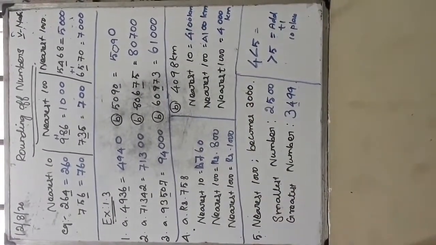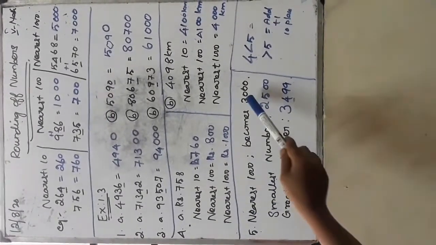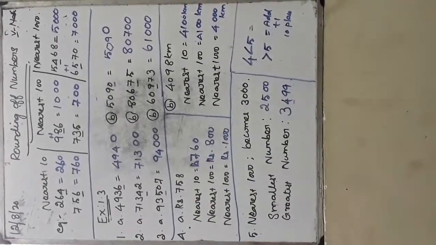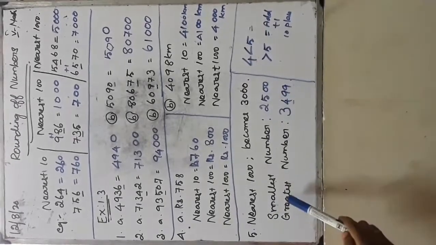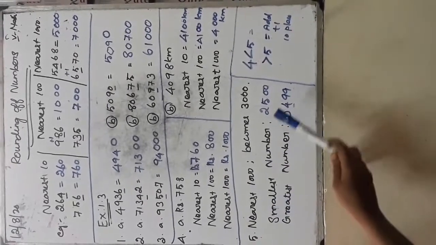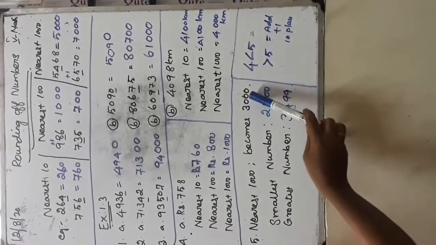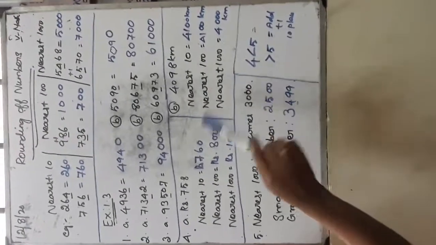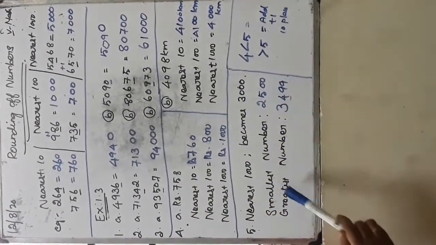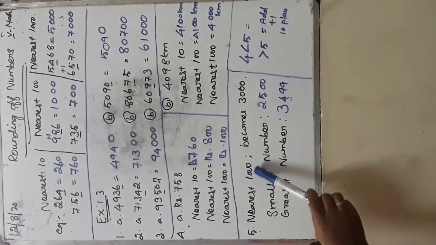Then the fifth subdivision is: find the smallest and greatest number which, when rounded off to the nearest 1000, becomes 3000. So the smallest number is 2500. The greatest number is 3499. You have to check it. First, the smallest number is 2500, isn't it? So 2500 becomes 3000 here. So the smallest number is 2500. So the greatest number is 3499.